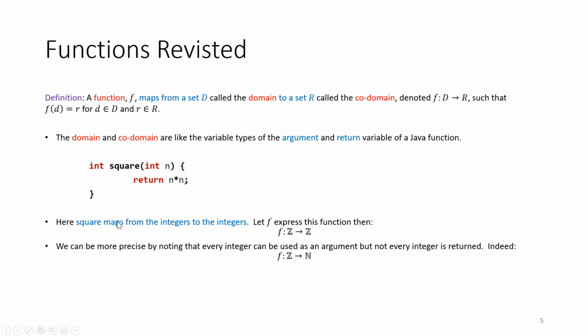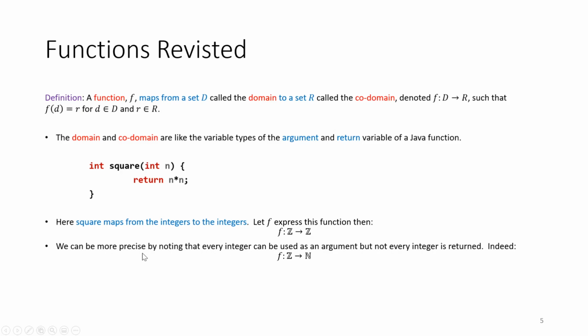This is the square function. So we might say that this function maps from the integers to the integers. It takes an integer as an input, and it outputs an integer as its output. And so we might write that as this. So this code implements this mathematical function that maps from the integers to the integers.